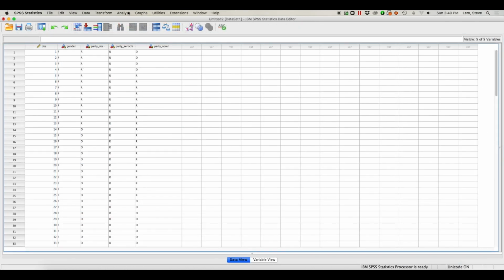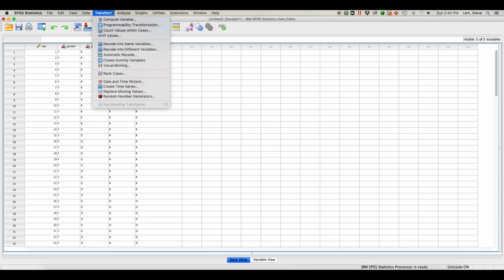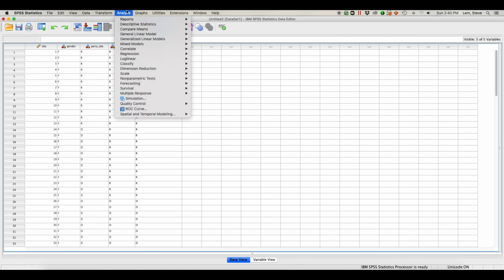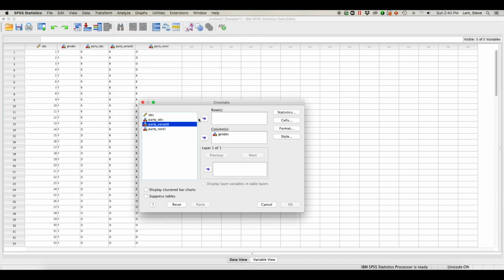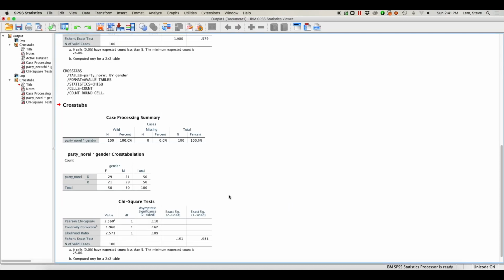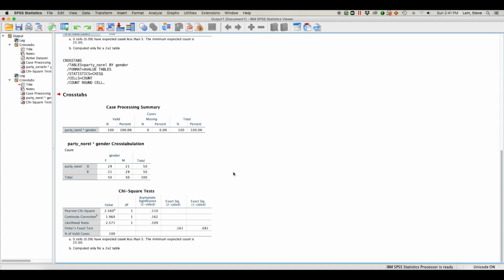Let's go back and do the same thing. Here, I'll do the party-no relationship just so you can see how even slightly changed, it still gives us a non-statistically significant relationship. So I'm back to Analyze, Descriptives, Crosstabs. I'm going to swap out my variable for party-no relationship. Chi-squared is still checked. I click OK, and I have my new results.